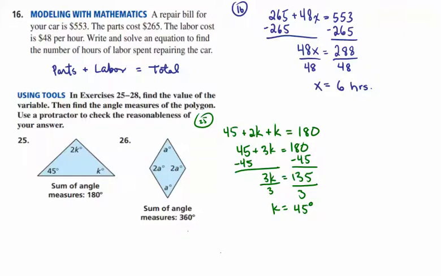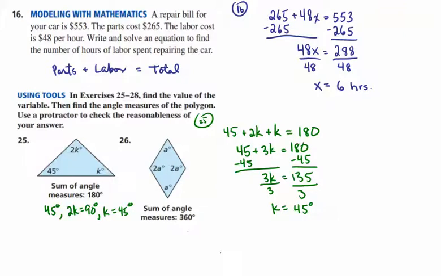45 degrees. However, we're not asked what k is in this problem, we're asked to find the angle measures. So in the first, the triangle, our angle measures are 45, and then 2 times k, which is going to be 2k is equal to 90 degrees, and then k is equal to 45 degrees.